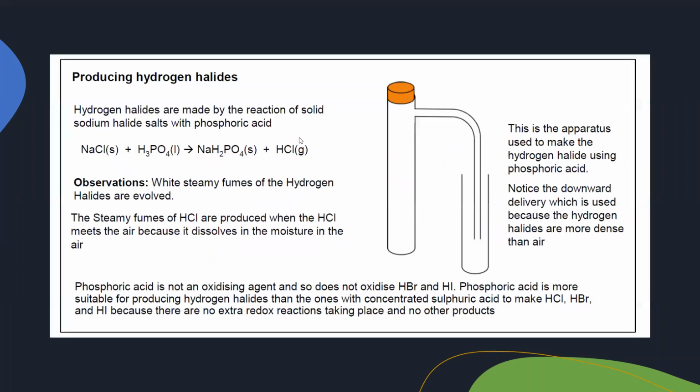Sometimes they ask, if you want to produce hydrogen chloride, why are we not using sulfuric acid? So what is the reason? Or if you want to produce, for example, hydrogen bromide, why are we not using sulfuric acid with sodium bromide? Because sulfuric acid is an oxidizing agent. It can also oxidize the hydrogen iodide or bromide to the bromine molecule. It does not produce the hydrogen halide again. It can oxidize them as well.